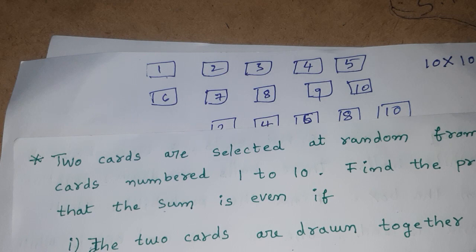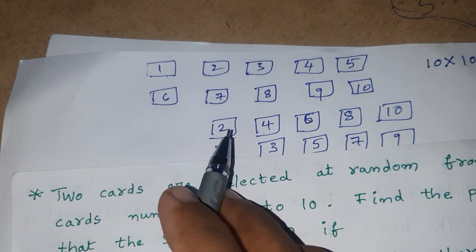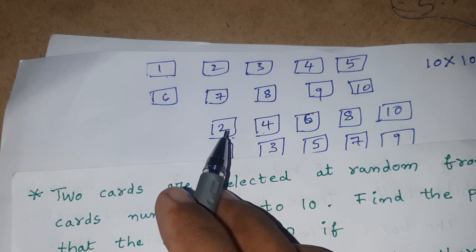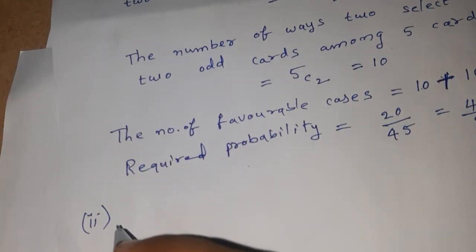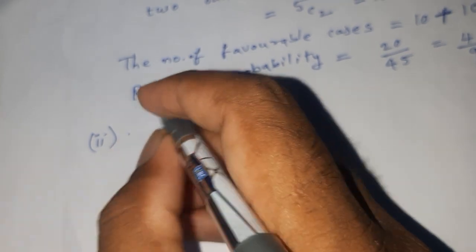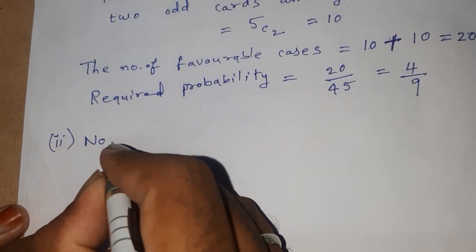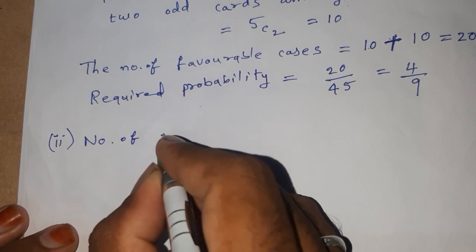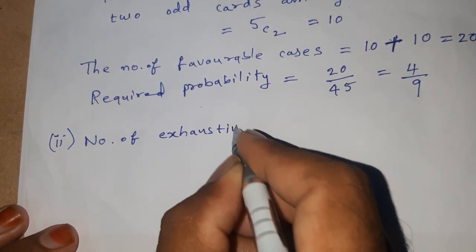Do you understand? You have to select 2 chords, but not at a time. First we select a chord. Number of exhaustive cases.